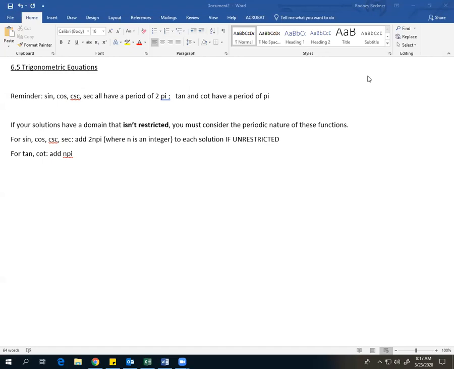So again, these are just some conditions for the equations that we'll be solving. And sometimes this will add nπ or add 2nπ, and sometimes it's not even going to be necessary. It's based on what the original problem asks us to do. And when we see our examples, you'll see the differences.